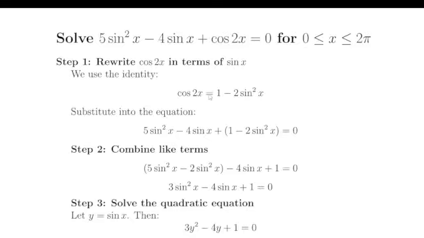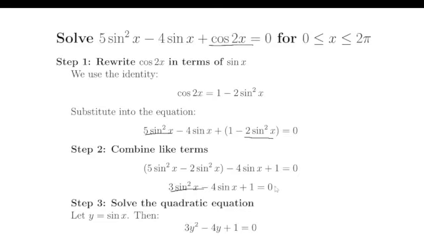Cosine 2x is equal to 1 minus 2 sine squared x. So we'll substitute that in for cosine 2x to get 5 sine squared minus 4 sine plus 1 minus 2 sine squared equals 0. We're going to combine like terms. We only have 5 sine squared minus 2 sine squared as like terms. That turns into 3 sine squared minus 4 sine x plus 1 equals 0.